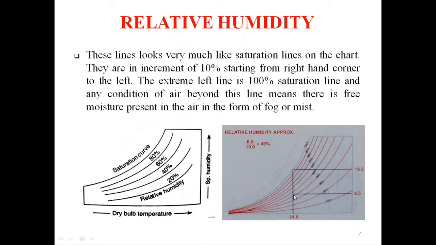So for finding the value of relative humidity at the required point, you divide 8.5 by 19.0 and you get the value as 45%. As you see in the figure, it is between 40 and 50. So in this way you can also calculate the value of relative humidity.